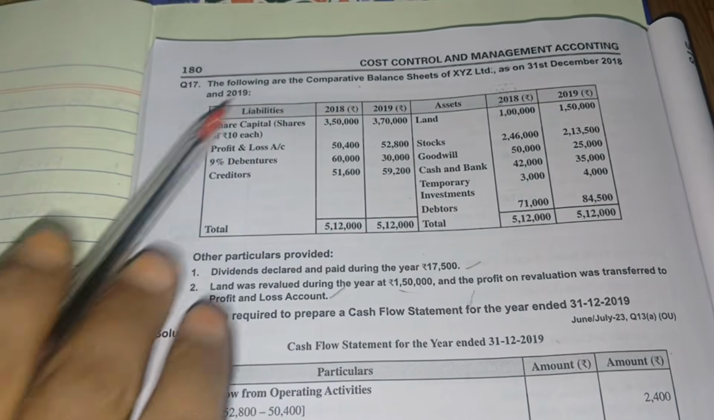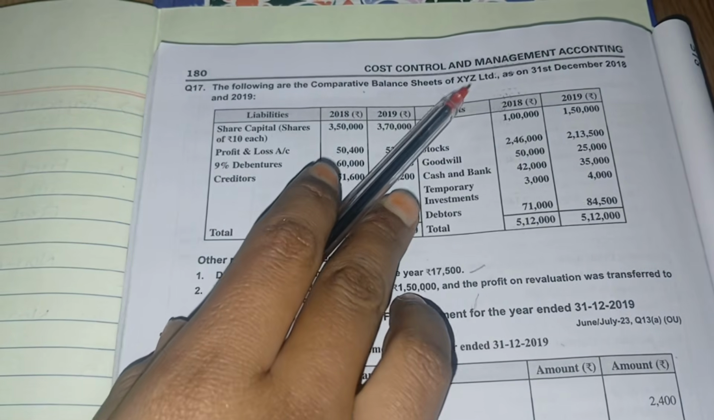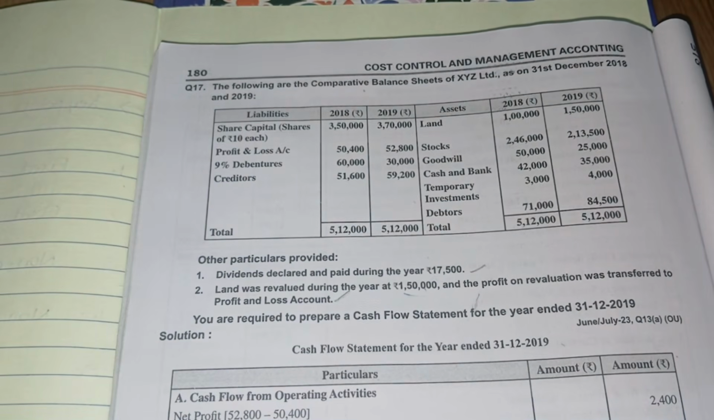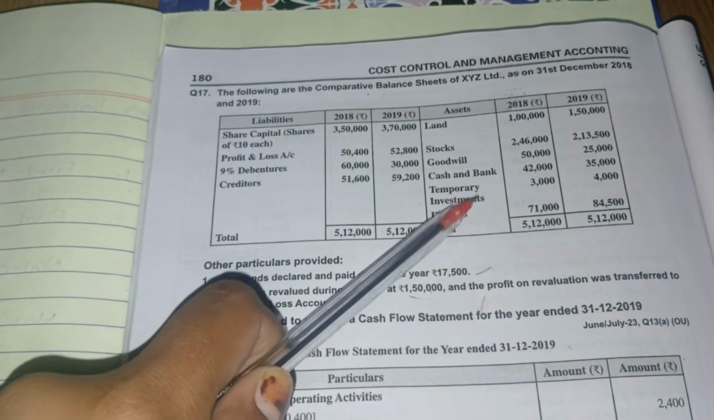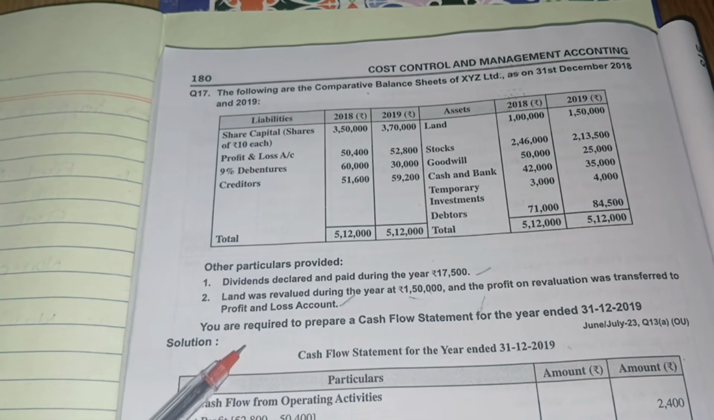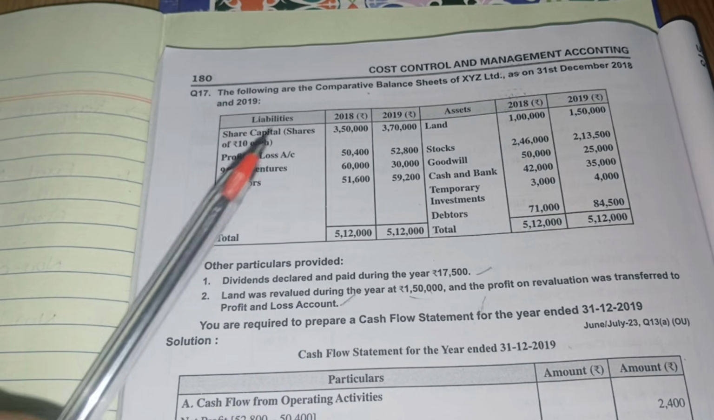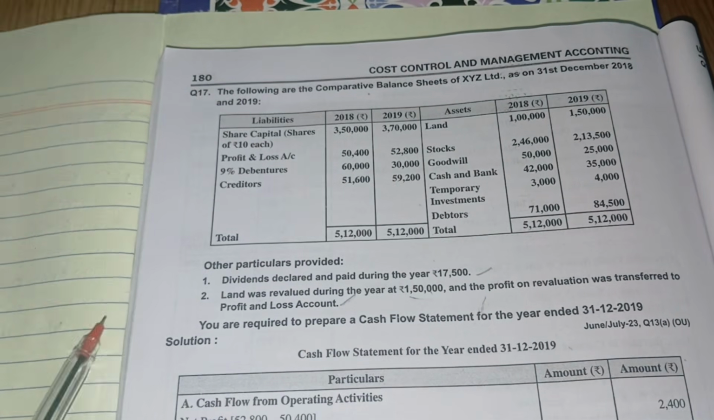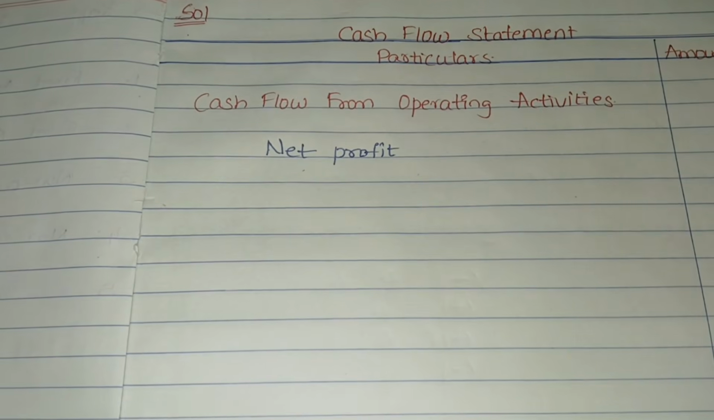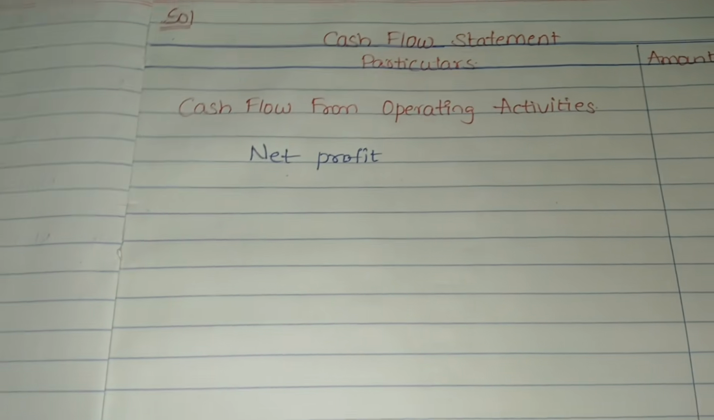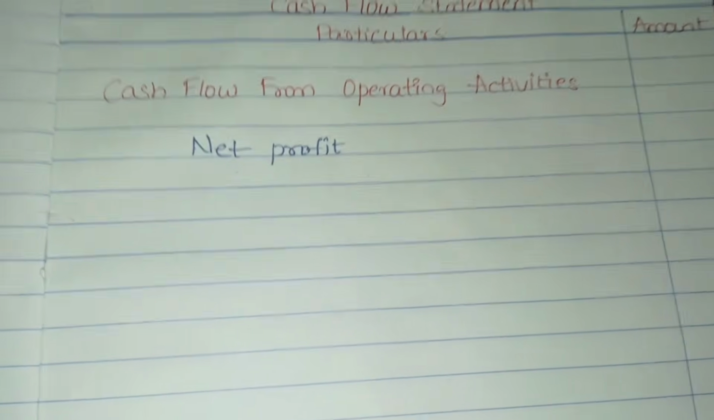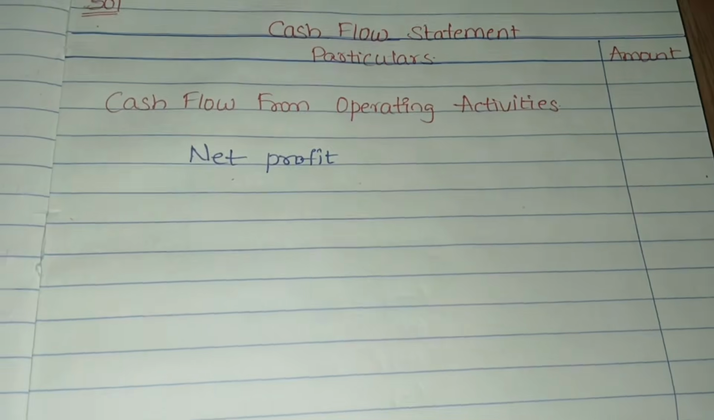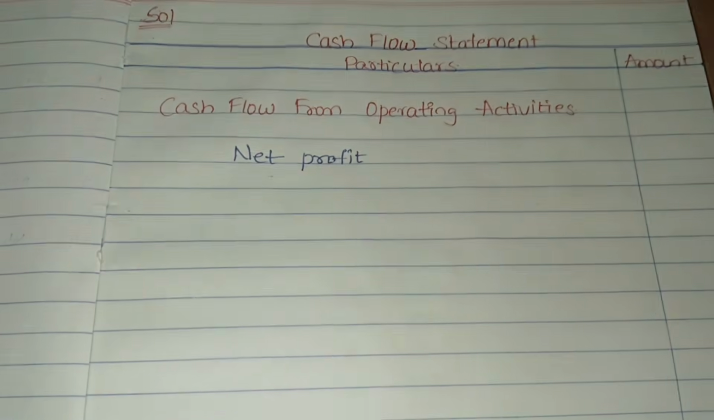The following is the comparative balance sheet of XYZ Limited as on 31st December 2019. They have given liabilities, assets, and the adjustments also. Before that, we need to draw the pro forma. In this pro forma for the cash flow statement, particulars and amount, first you will have cash flow from operating activities. In that, first you will have net profit.